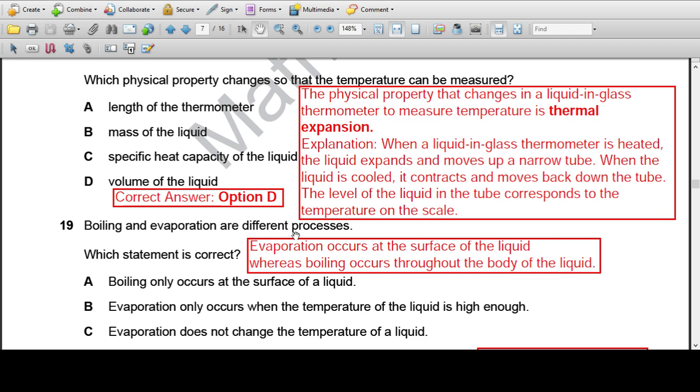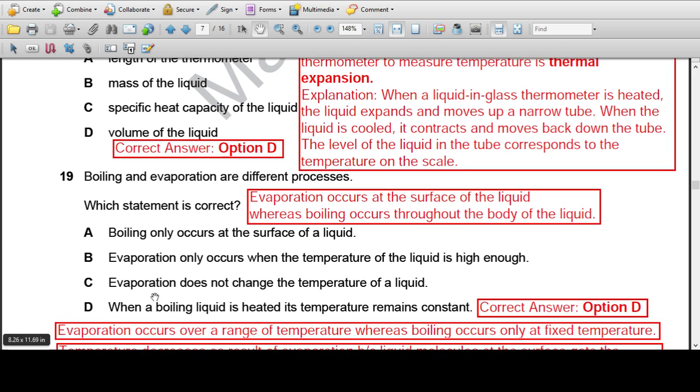Boiling and evaporation are two different processes. Which statement is correct? We know that evaporation occurs at the surface of the liquid, whereas boiling occurs throughout the body of the liquid. So option A, boiling occurs only at the surface of the liquid, is no; boiling occurs throughout the body of the liquid. So this option is incorrect.